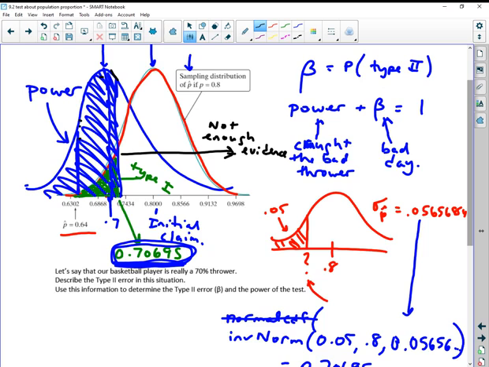Remember, on that side of the line, I'm going to reject him and know that he's not a 0.8 thrower. On this side, I'm going to fail to reject him and not have enough evidence to reject him. But remember, he really was on the blue curve. He really is a 0.7 thrower. So that would be our type 2 error.